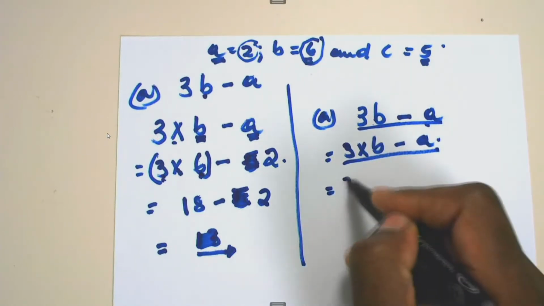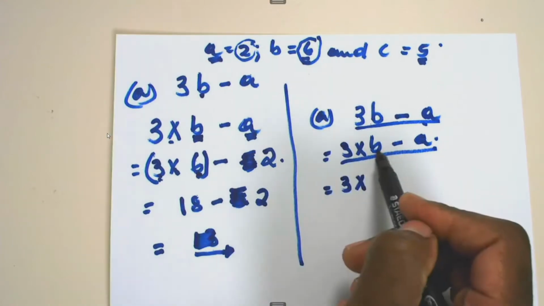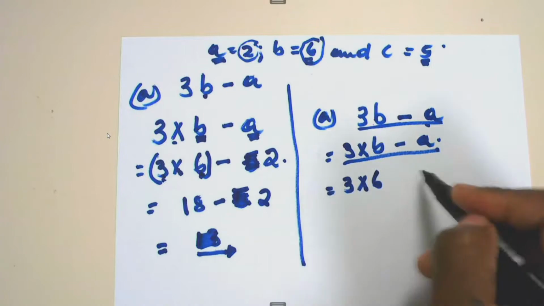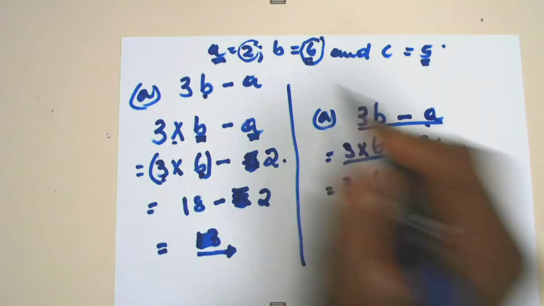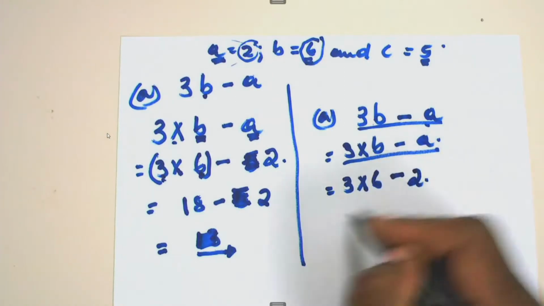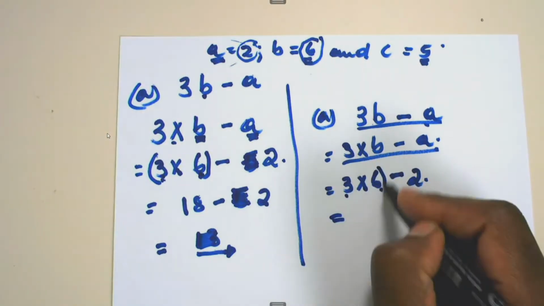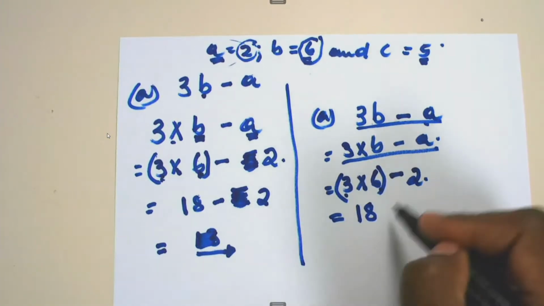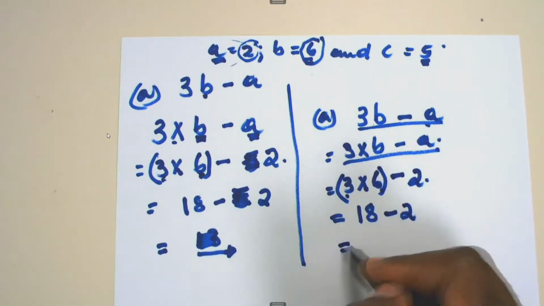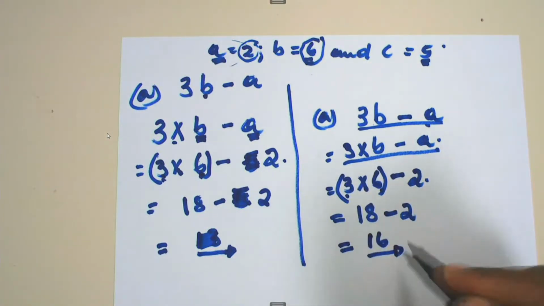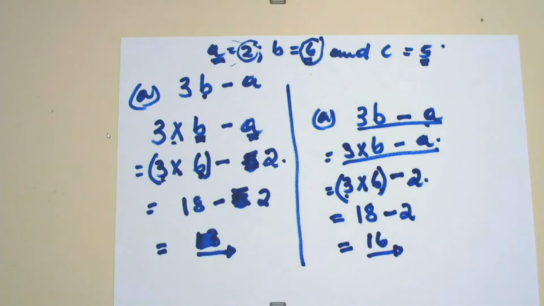So 3 multiplied by the value of b. Now we are substituting the value of b by the given value, which is 6, minus the value of A, which in this case is 2. So therefore, 3 multiplied by 6 equals 18, following the order of operations, minus 2. So 18 minus 2 equals 16.